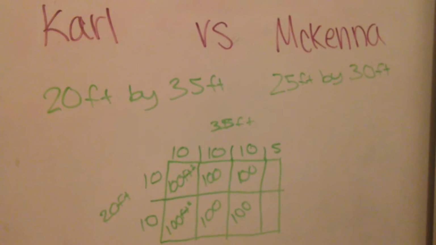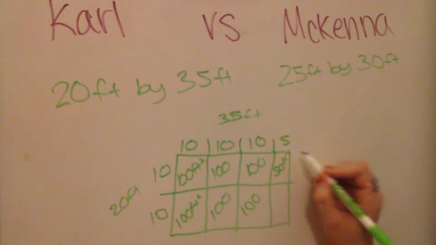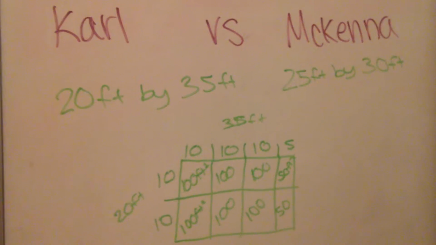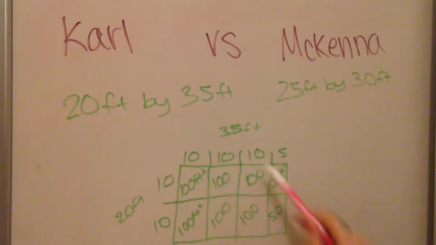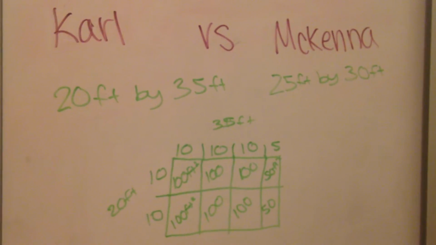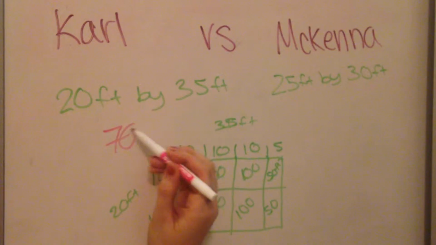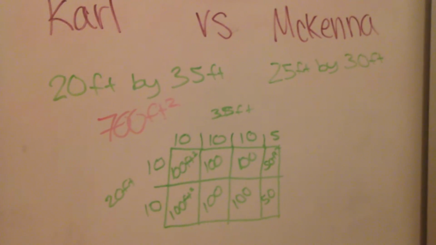Now I'll move over here to the 5 feet. 5 times 10 is 50 feet squared. So we've determined that Karl has 600, and 50 plus 50 is another 100, so 700 feet squared as the area of his vegetable garden.